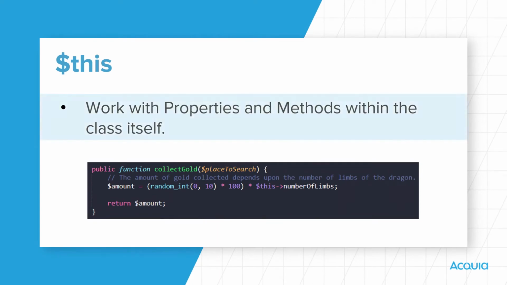The $this keyword allows us to use the class properties and methods from within the class. So, for example, in our dragon class, within the collect gold method, we may need to refer to the number of limbs property to determine how much gold we can pick up. Notice in this hypothetical example, we take a random integer from 0 to 10, multiply that by 100, and then again multiply that by the number of limbs of the dragon. Then we return that value.